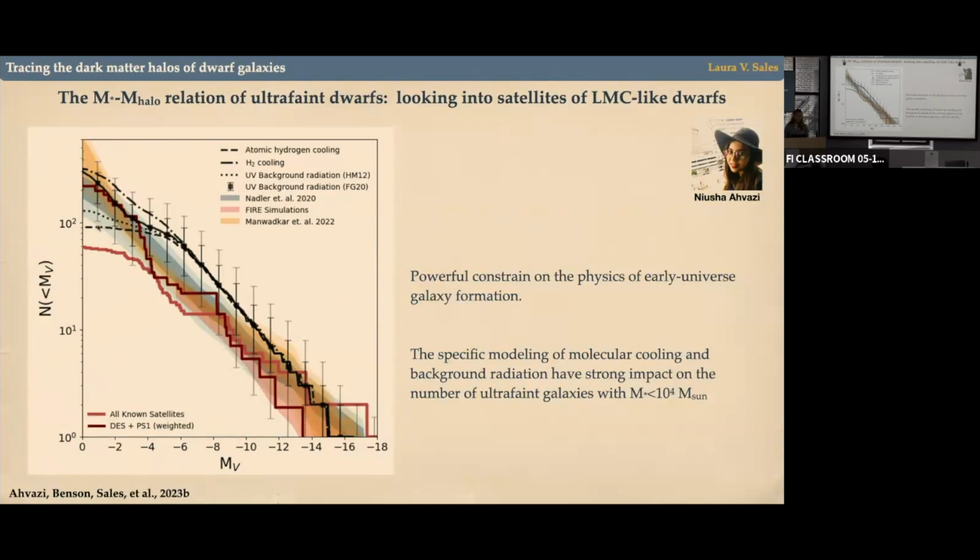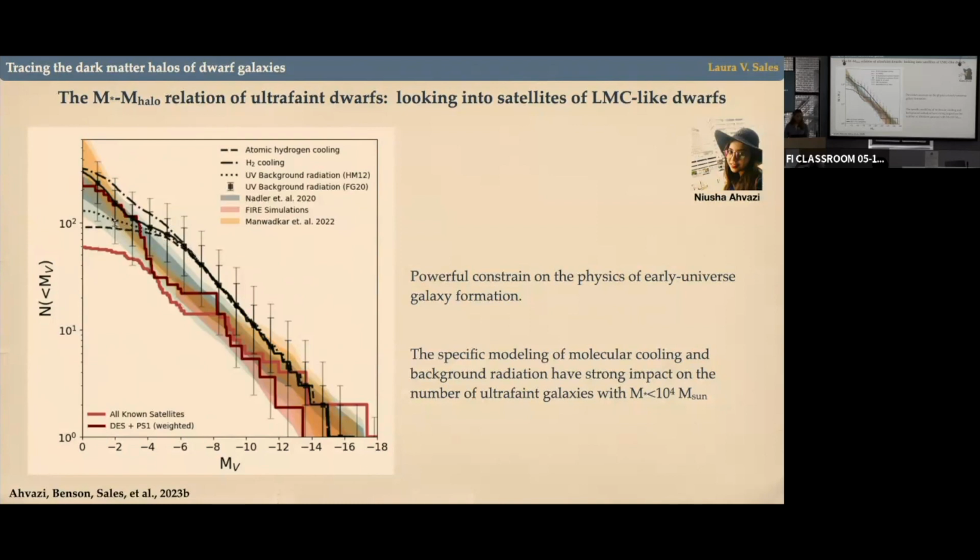So our preferred model is this one with the error bars shown over here, that matches quite well the number of ultra-faint dwarfs observed in the Milky Way. Now, if you, for example, do not consider H2 cooling and you only consider atomic cooling in your halo, this relation levels off up here. So you cannot really form the lowest mass ultrafaints without including molecular cooling, helping your halo form some of the stars.